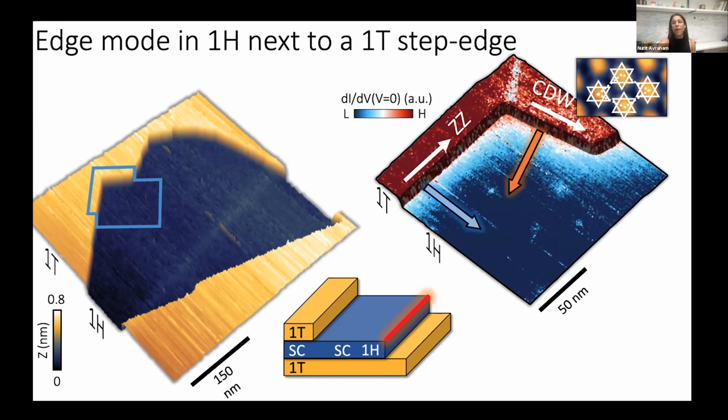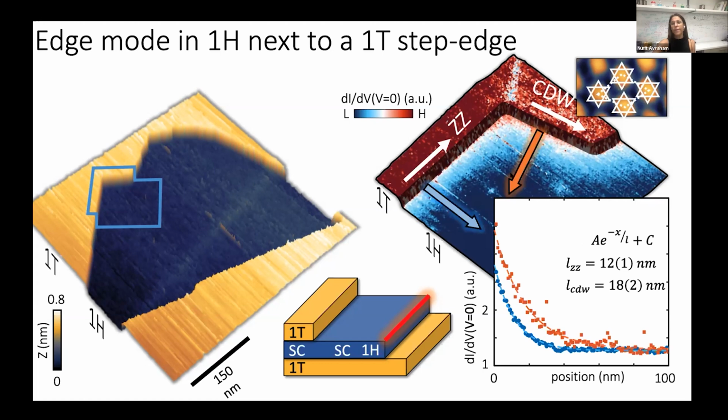superstructure. And when we extract the localization length along these 2 directions, we see that the localization length along the zigzag direction is 12 nanometer, whereas the localization length along the perpendicular to the CDW direction is only 18 nanometer.